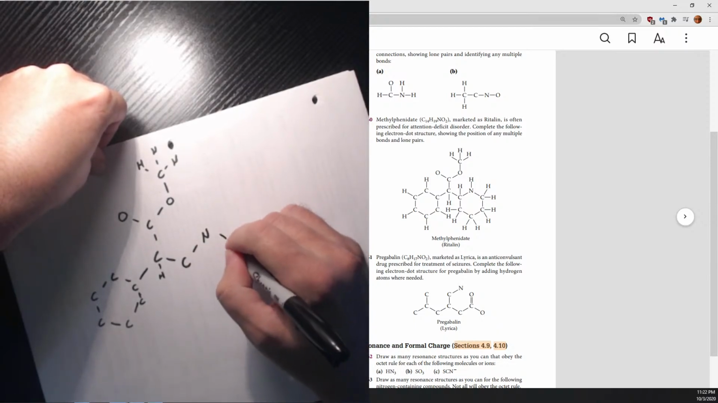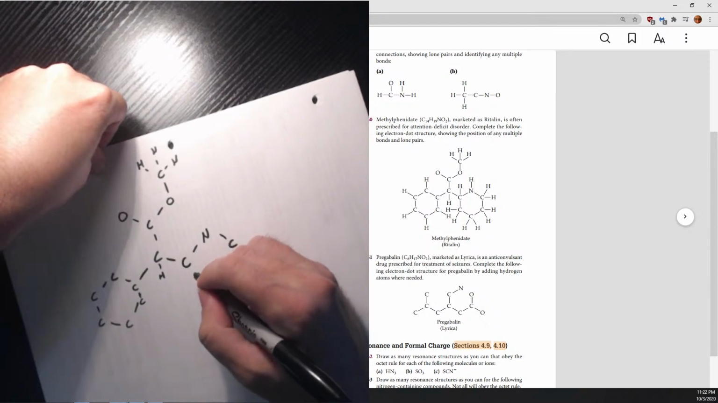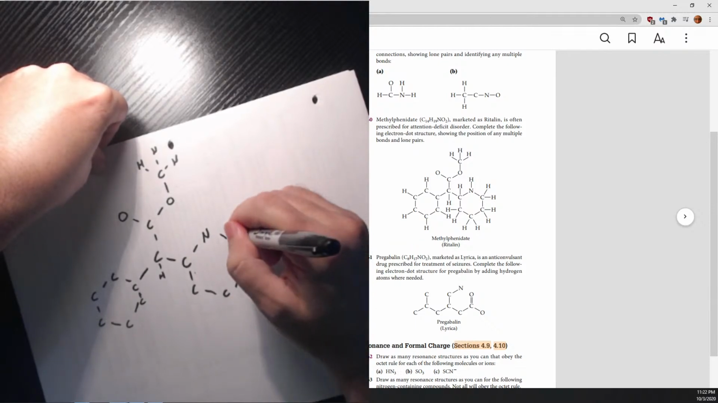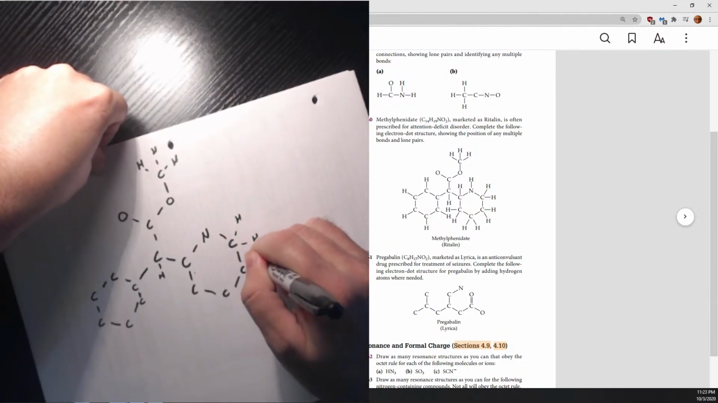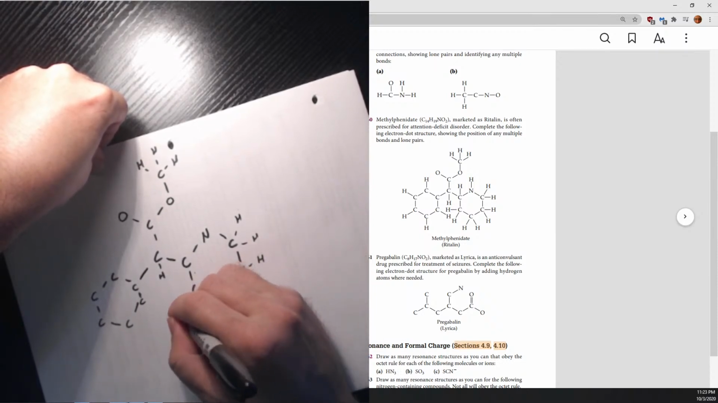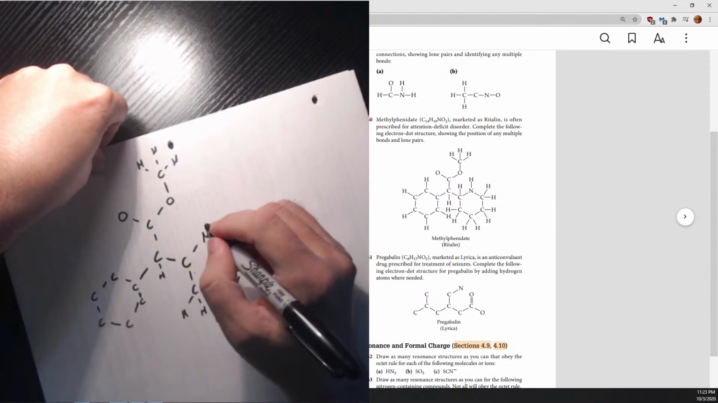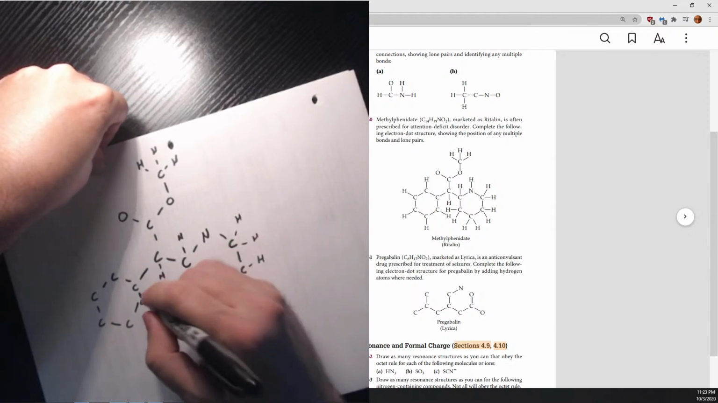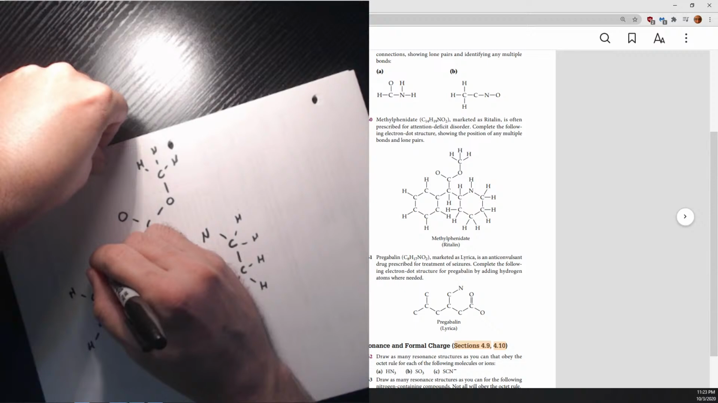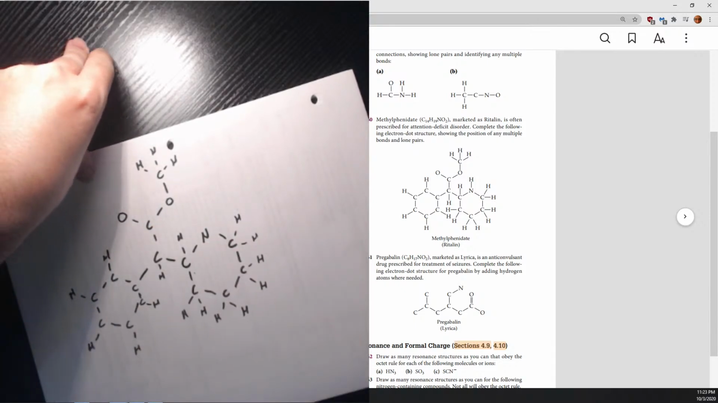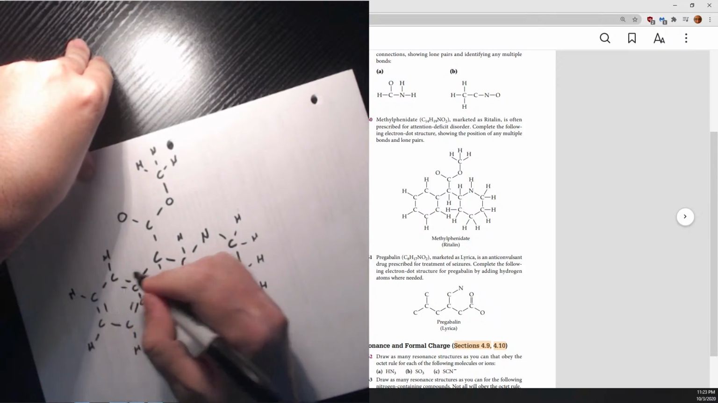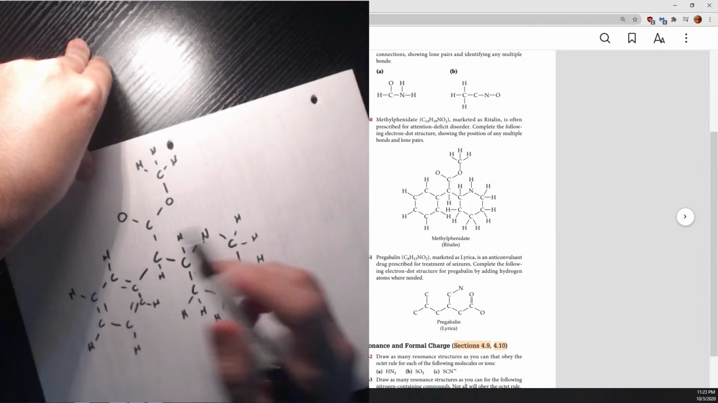So there's nitrogen, carbon. Oh, it's not a pyridine ring. It is a six-membered ring, but it is loaded with hydrogens. It is saturated. This carbon also has hydrogens. Okay, so this one is going to have alternating double bonds. It is a benzene ring. 1, 2, 3, 4. Yes, good.